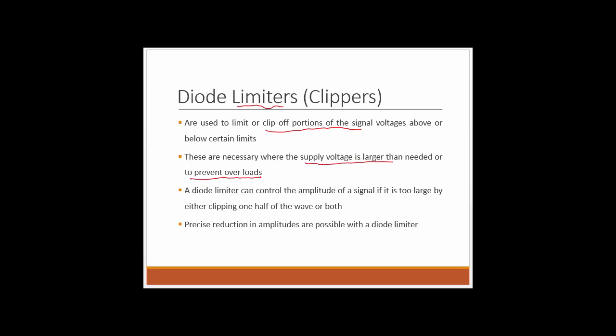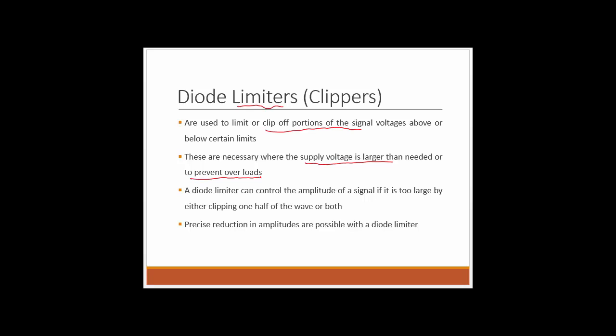Let's say I have a circuit that requires 6 volts peak to peak, but my input signal is like 10 volts peak to peak. So I can clip a portion of the input signal. So I can clip the 10 volts peak to peak into a 6 volts peak to peak signal. So I can clip either the positive side of the signal or the negative side, or also both ends of the signal depending upon the application.